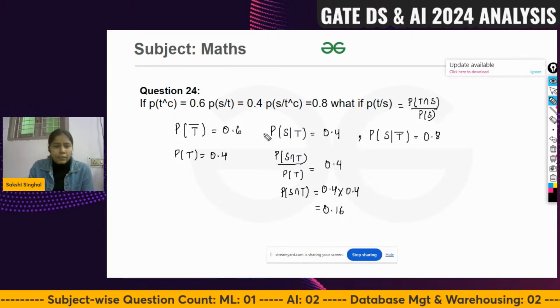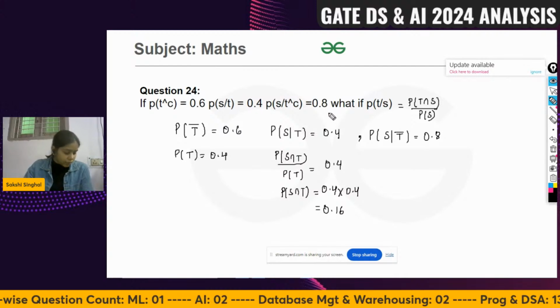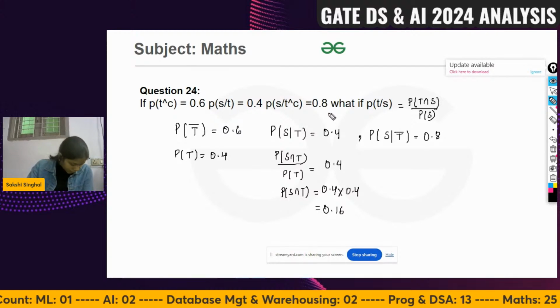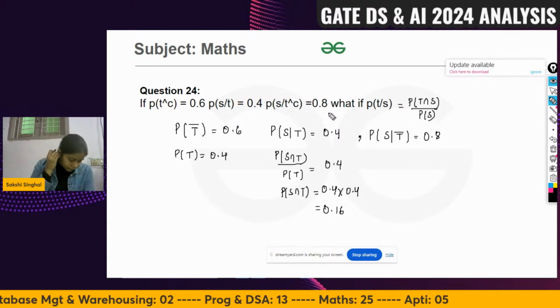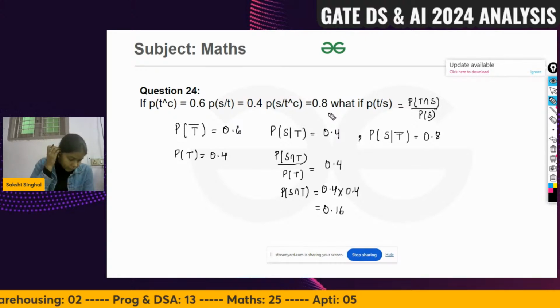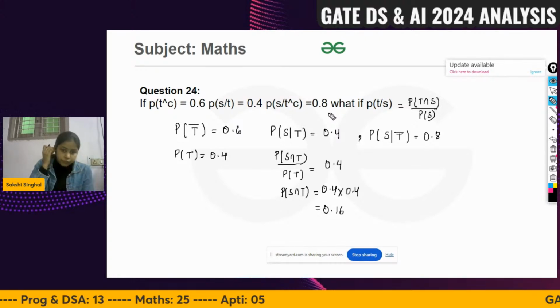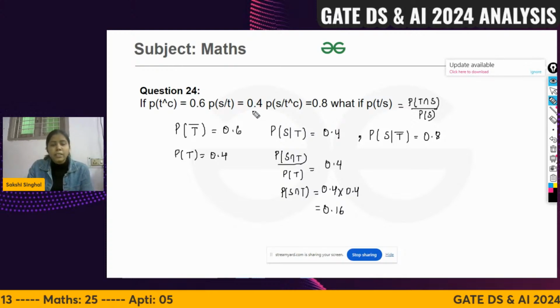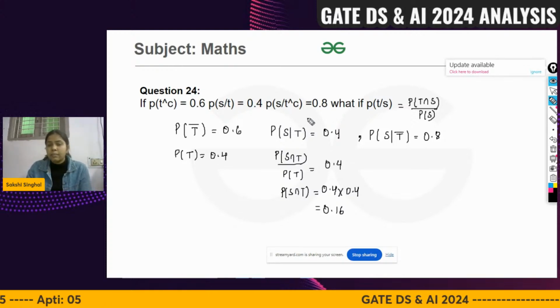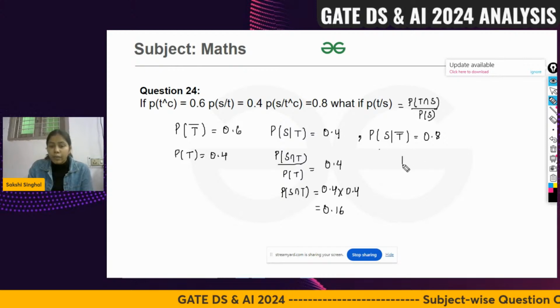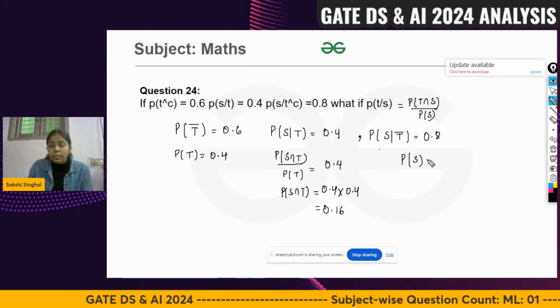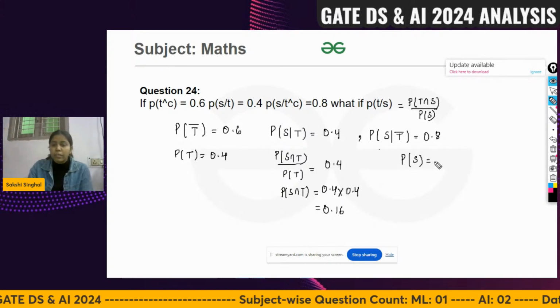So guys, just check if we have written these numbers correctly, because somebody is saying that it is 0.12. Abhishek, which is 0.12? So guys, we got these numbers. Just understand the method and you would know whether you have done this correctly or not. And now I have to find out the probability of S. So how do I find out the probability of S?